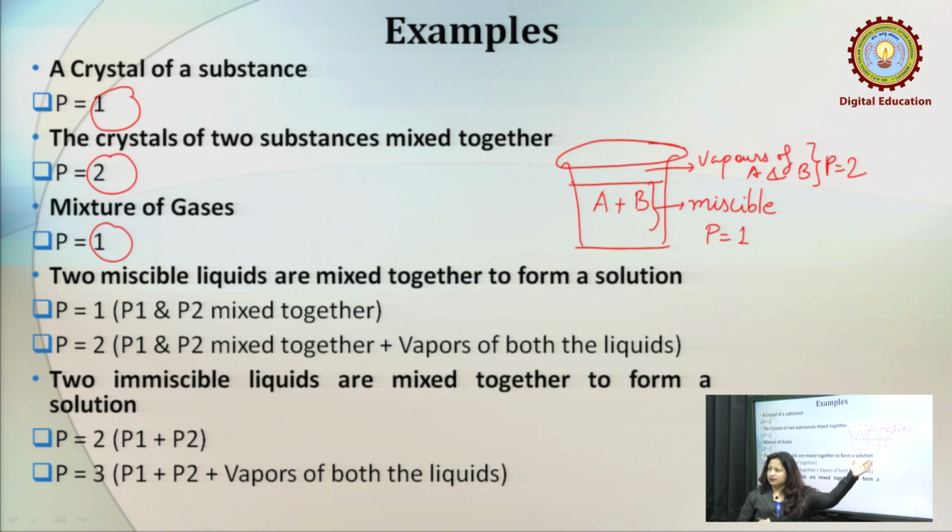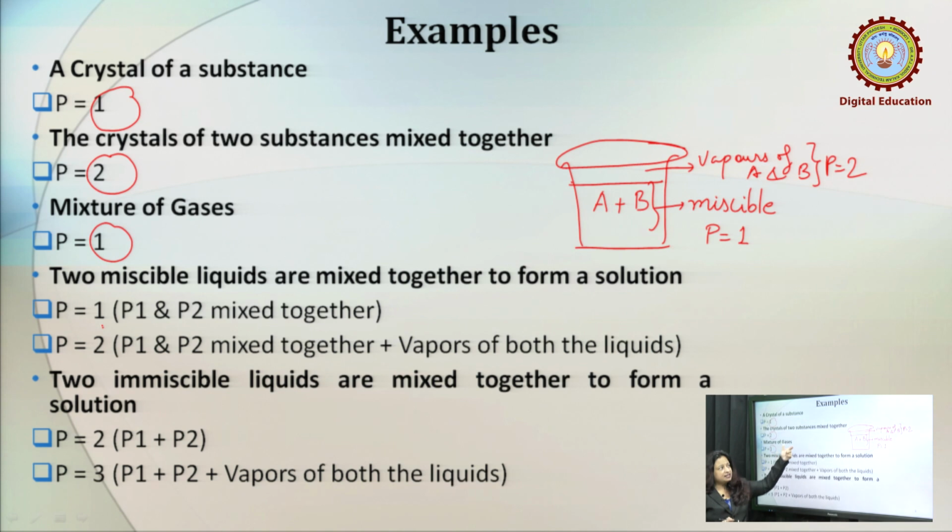So in this way, if we consider 2 miscible liquids mixed together, then there may be 2 cases. If we consider this particular system only, then here you can see that the number of phases will be 1, A and B mixed together. Both the liquids are mixed together to constitute a single phase system. So P is equal to 1.